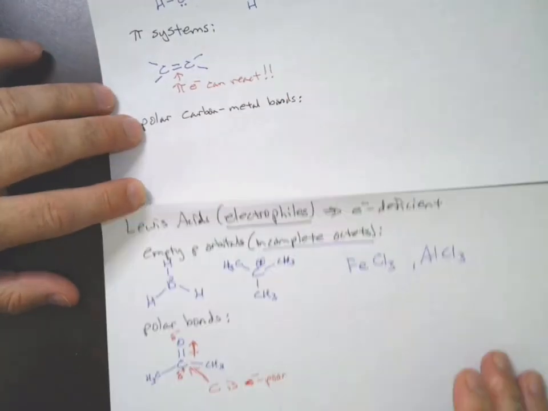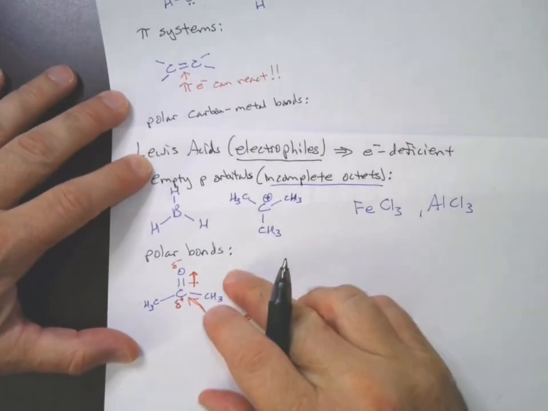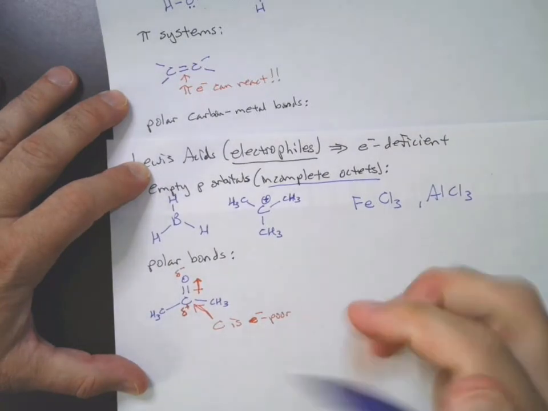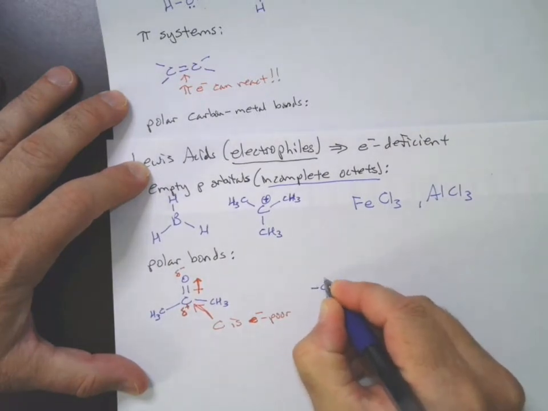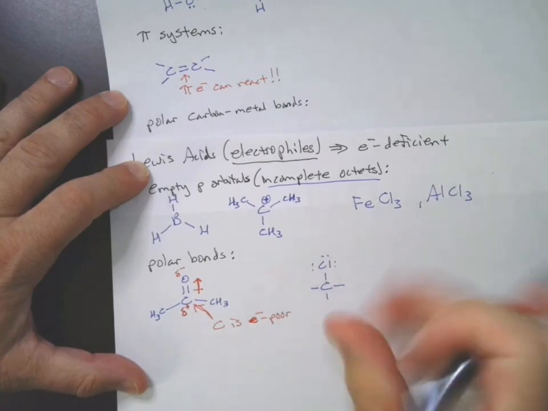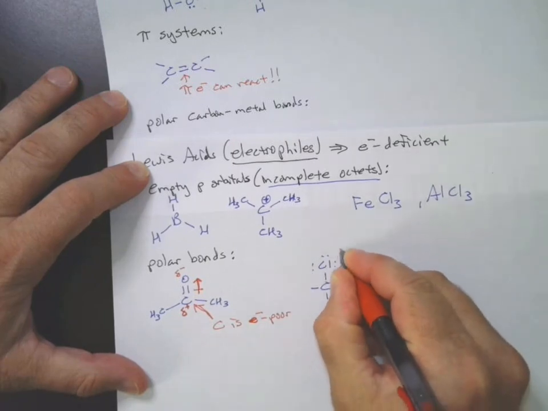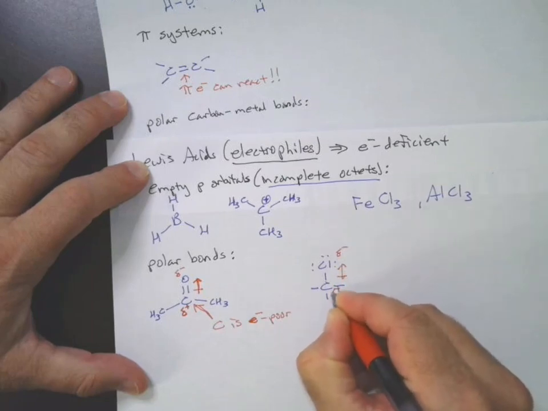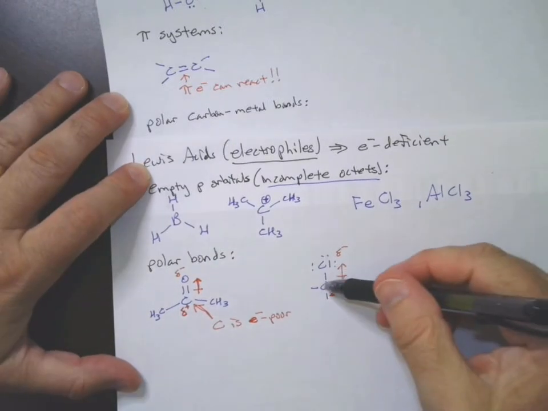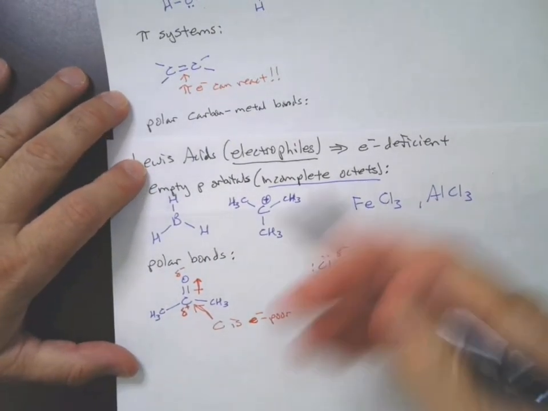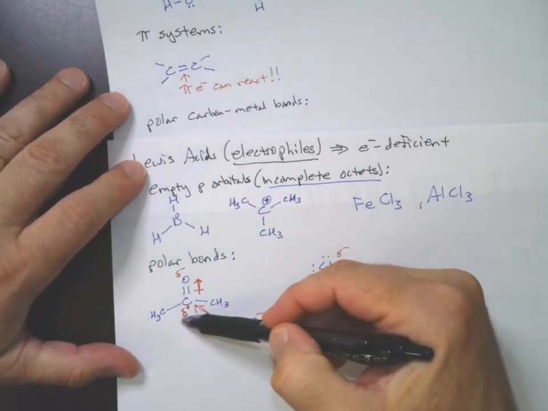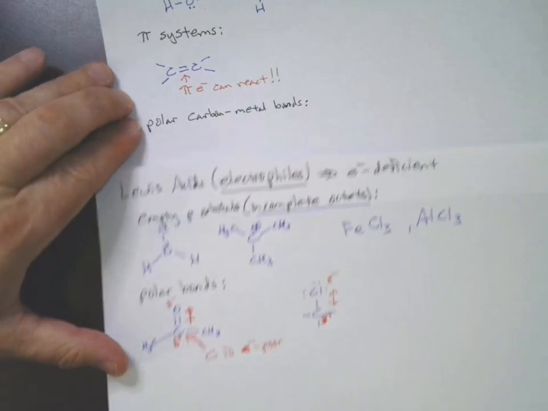With our Lewis acids, we have these polar bonds, another example here again is a carbon-chlorine, delta minus, delta plus. What if we had carbon bonded to something that was much less electronegative than carbon? So oxygen's more electronegative than carbon. So carbon's going to be electron deficient.